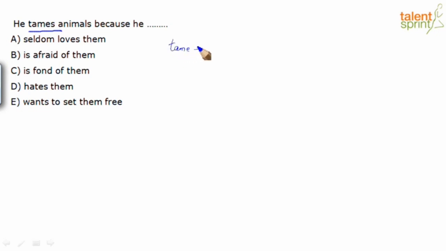So tame is our clue word, which means to domesticate a wild animal, right? Having said that, so why would somebody go ahead and capture a wild animal and domesticate it? Because probably they want to keep the animal with them, right? They must be animal lovers. A little bit of selfishness there because they want the animal for themselves, right? But so let's look at the options. So why is this person taming the animal?